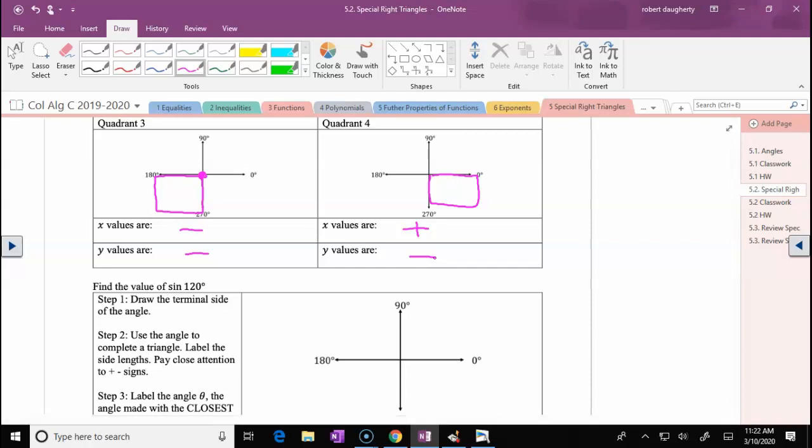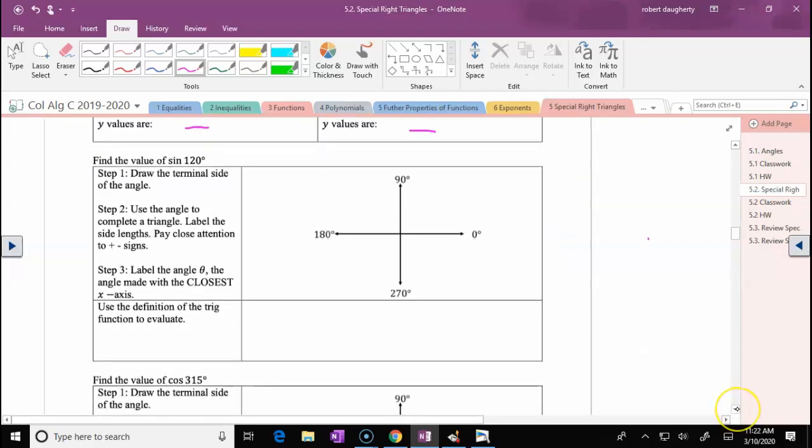So that's the other thing you're going to need to do with these special right triangles, is to know which your x and y's are positive and negatives. So let's do an example of that. Let's figure out the sine of 120 degrees. First thing you have to do is draw the angle. Where is 120 degrees going to end up? What quadrant? Quadrant 2. So a 120 degree angle is going to be something like this. So this is 120 degrees.